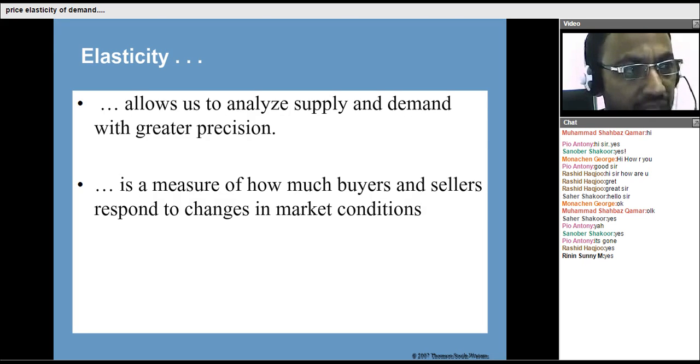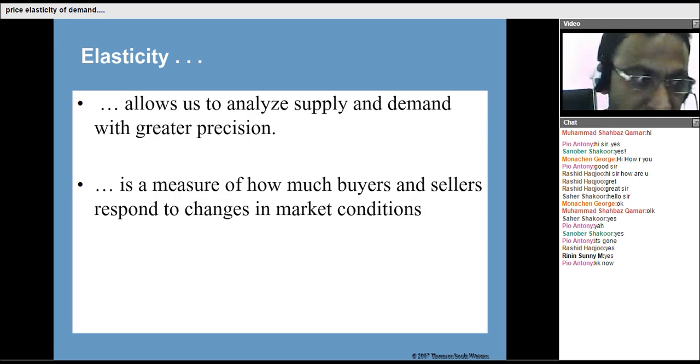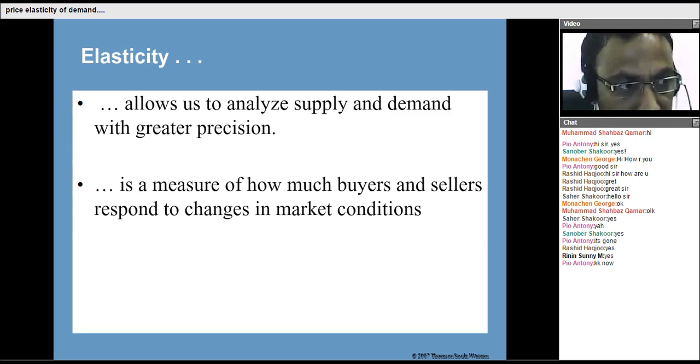See what elasticity is exactly. Try to understand. Basically, elasticity is change or capacity to change. It allows us to analyze supply and demand with greater precision. What happens if we study elasticity of price or elasticity of demand? It is a measure of how much buyers and sellers respond to change in market conditions. If the price changes, how do customers respond to the product? That's what we are going to see today.